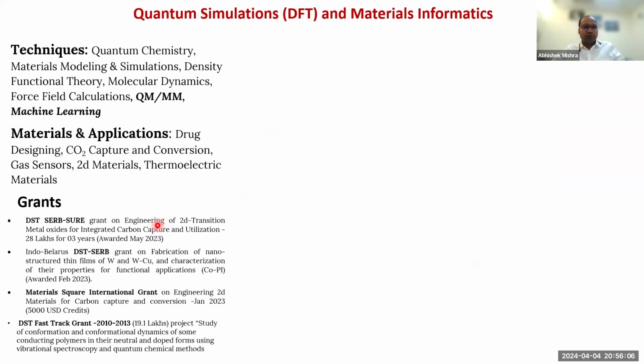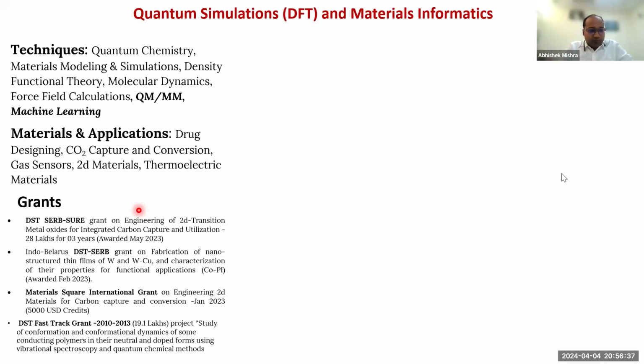So let me summarize what we are doing here. We are working on various computational techniques, mainly DFT, but we are also working on QM/MM and machine learning approaches for materials design. We are working on various applications, though in this talk I have focused on CO2 capture and conversion, but we have been working on gas sensing in collaboration with the University of Kiel, Germany, thermoelectric materials, and battery materials as well. And we have some funded grants here.